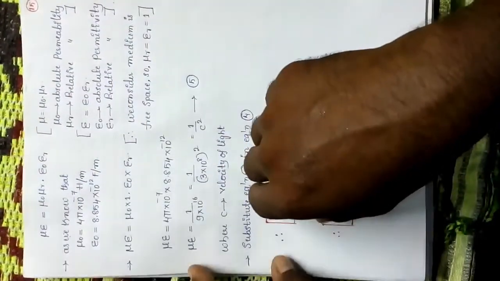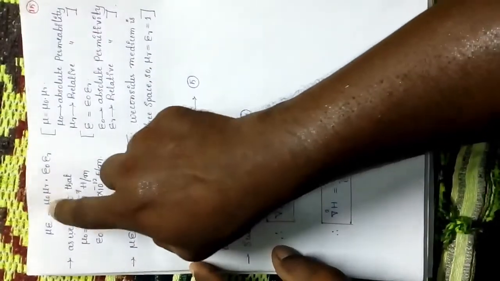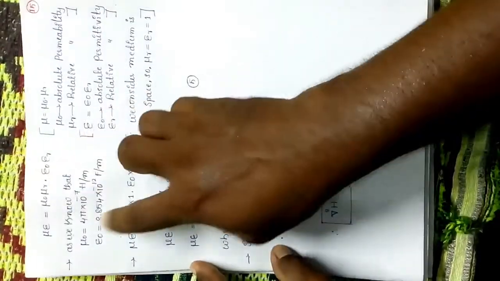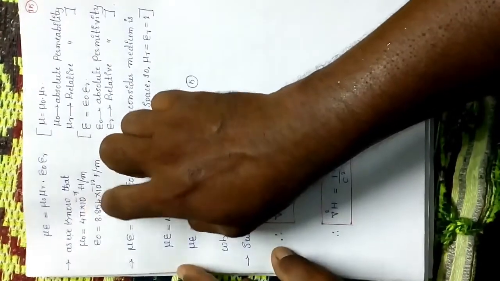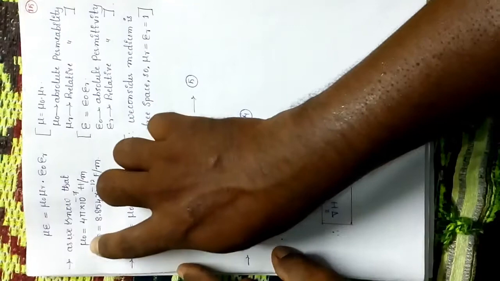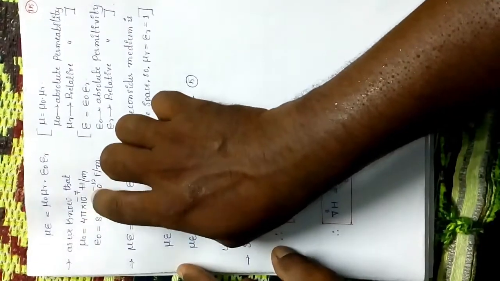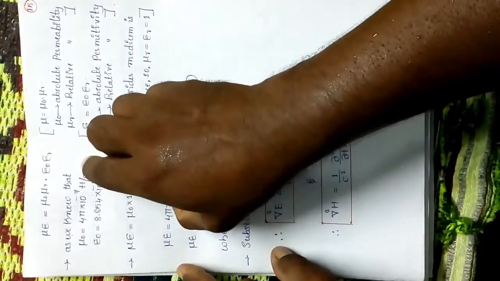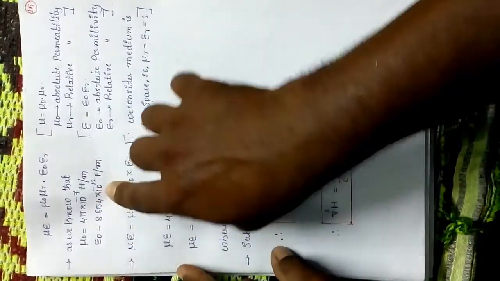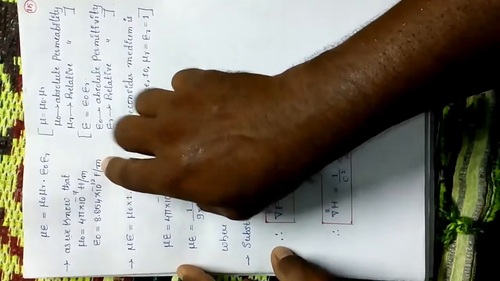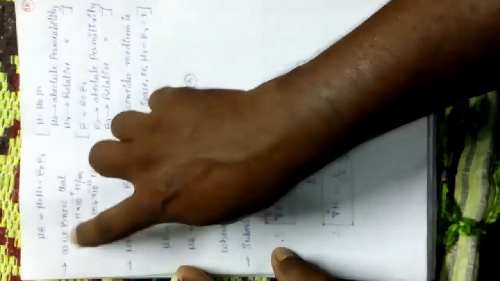As we know, μ0 and ε0 have standard values. What are the standard values for μ0 and ε0? μ0 is equal to 4π into 10 to the power of minus 7 henry per meter, and ε0 is equal to 8.854 into 10 to the power of minus 12 farad per meter. These are the standard values for μ0 and ε0.